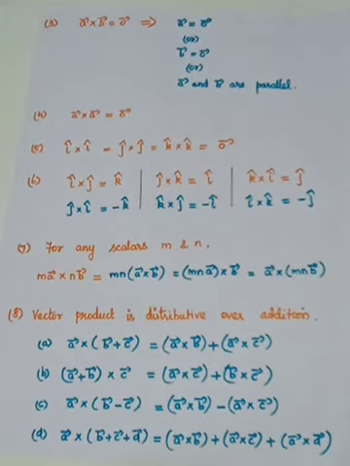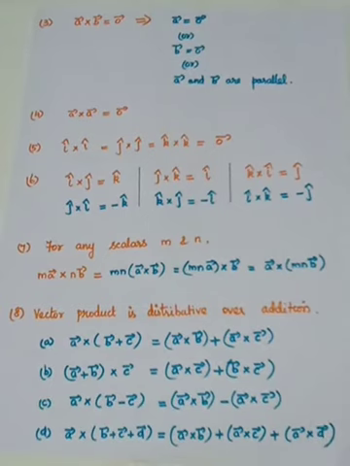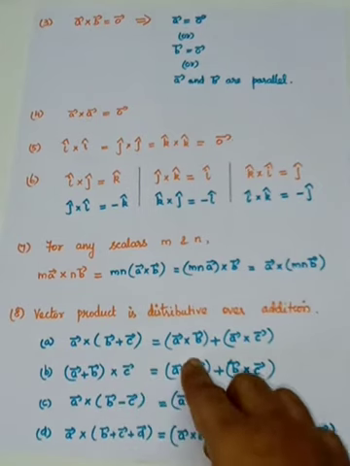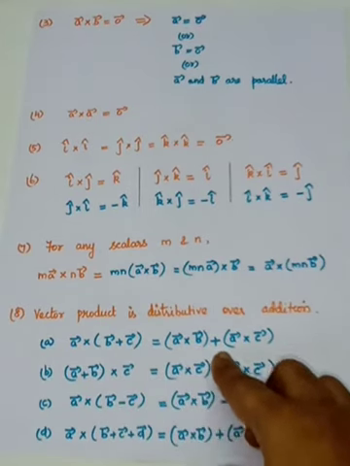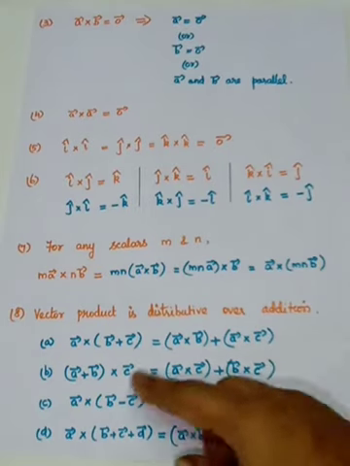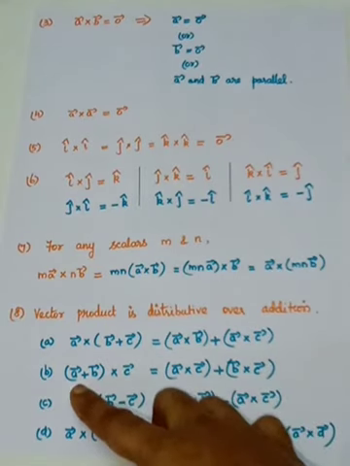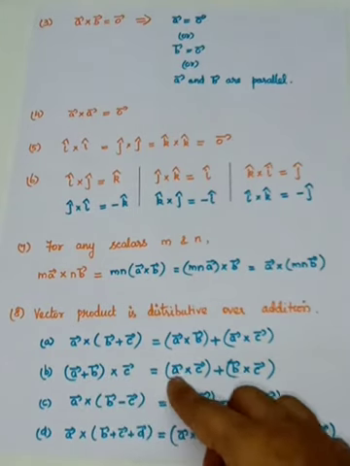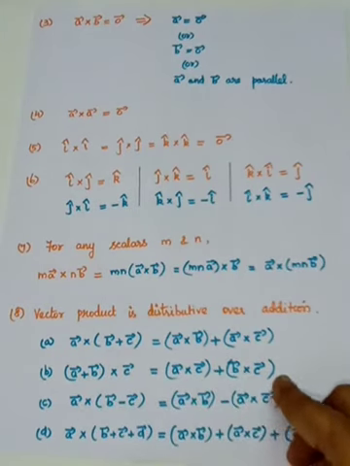And we will see that vector product is distributive over addition. Scalar product we can also distribute over addition. In the same way, vector product can also be distributed over addition. A vector cross (b vector plus c vector) can be written as a vector cross b vector plus a vector cross c vector. In the same way, (a vector plus b vector) cross c vector can be written as a vector cross c vector plus b vector cross c vector.